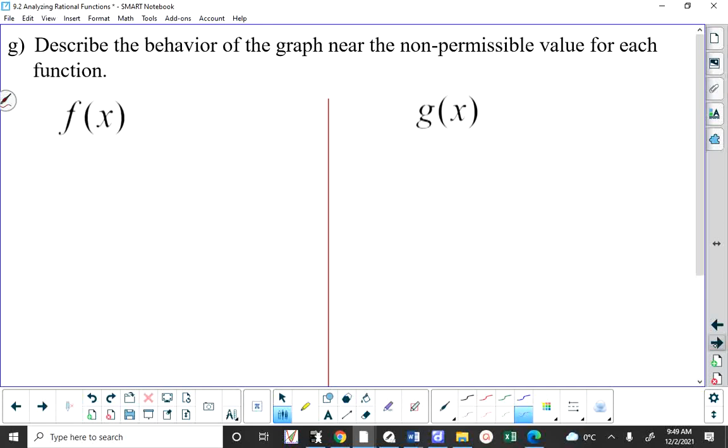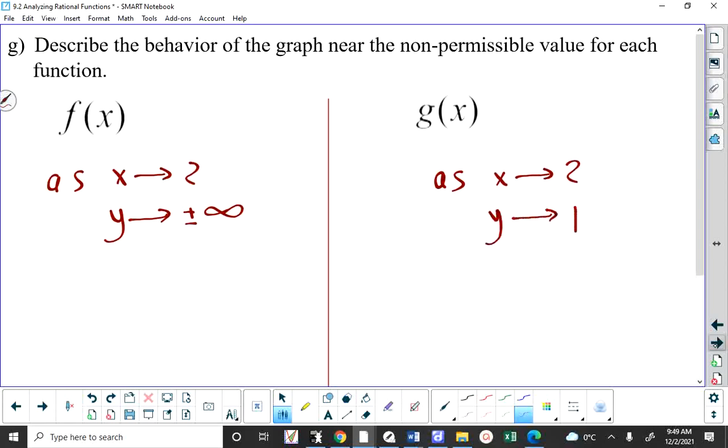We've already done this. I'll write it again. As x approaches 2, y approaches plus or minus infinity if there's an asymptote. But as x approaches 2, y approaches some y coordinate if there's a hole. Good?